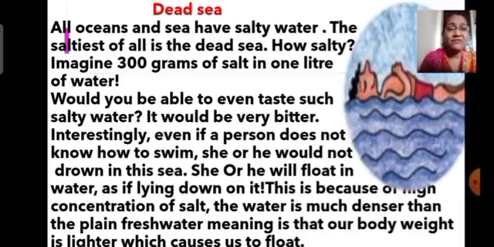Interestingly, even if a person does not know how to swim, she or he would not drown in this sea. She or he will float in water as if lying down on it. This is because of high concentration of salt. The water is much denser than the plain fresh water, meaning that our body weight is lighter relative to the water because of the salt present in this Dead Sea, which causes us to float on it.